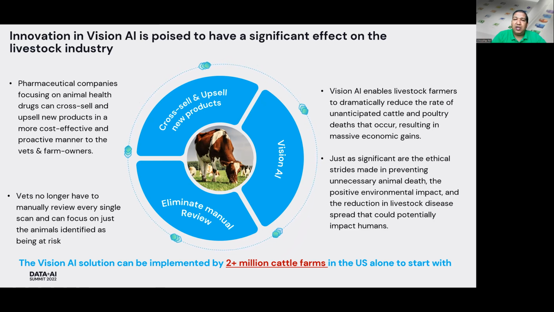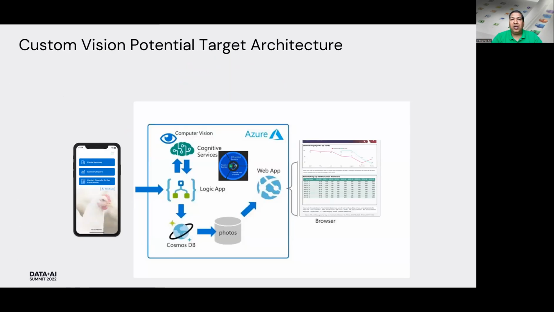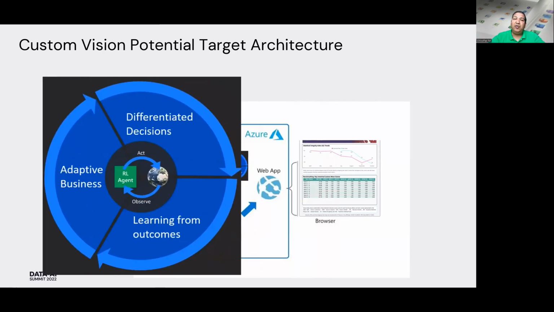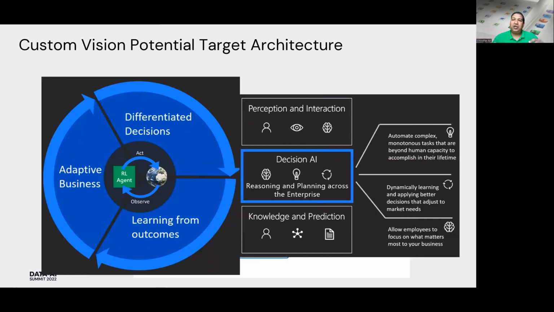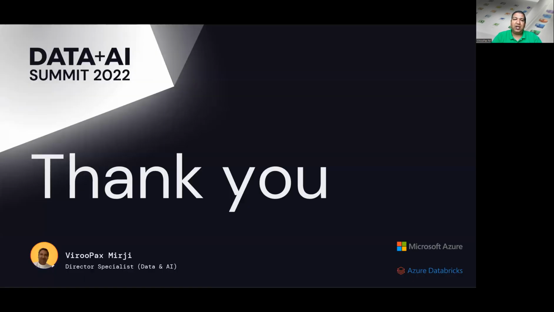In the US itself, we can start with the 2+ million cattle farms which are here, and it uses AI/ML very effectively. If you think about the potential target architecture, you have Azure, computer vision, cognitive services, Logic Apps and Power Apps with mobile interaction, and Cosmos DB, photos and a web app. At a high level, it's giving you the Power BI decision-making framework. And when you think about it from an adaptive business perspective, you're able to use perception and interaction, decision AI, and knowledge and prediction all together to make differentiated decisions happen. And learning from earlier outcomes, you're able to apply reinforcement learning and improve the whole life cycle of this decision-making process.